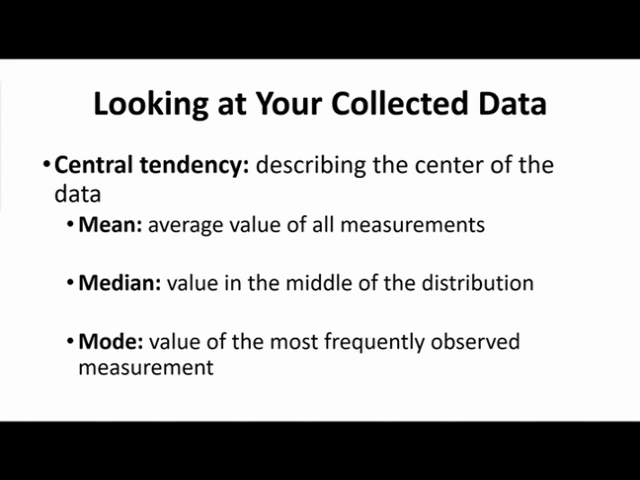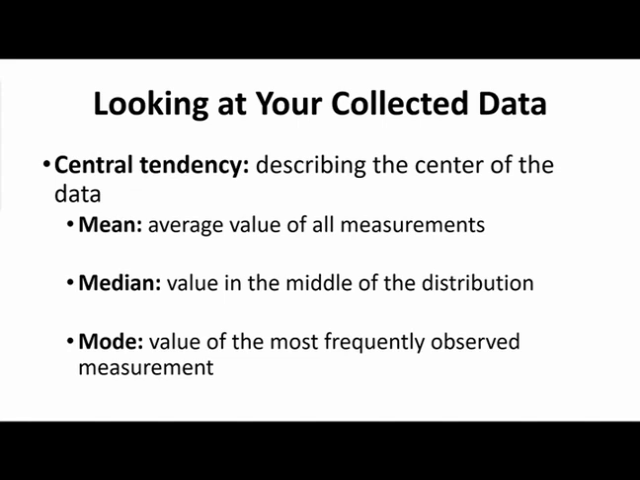There are a couple of different ways that we can talk about this central tendency, and the average is one of them. In science, it'll sometimes also be called the mean, and this is the average value of all of your measurements. You would take all of the measurements that you have, add them all up, and divide by the total number of measurements. So if we were doing height, and you had 10 people, you would add all 10 people's heights together and divide by 10 to get our mean height for that sample.